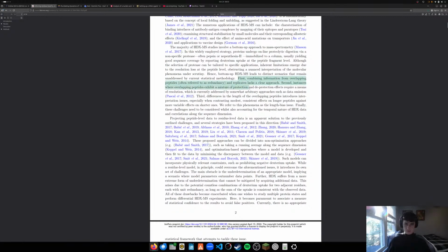First, combining information from overlapping peptides, referred to as redundancy and replicates, lacks a clear approach. Second, instances where overlapping. I wish they were more specific there. Second, instances where overlapping peptides exhibit a mixture of protection and deprotection effects require a means of resolution, which is currently unaddressed by somewhat arbitrary approaches, such as data omission. Ooh, called him out.